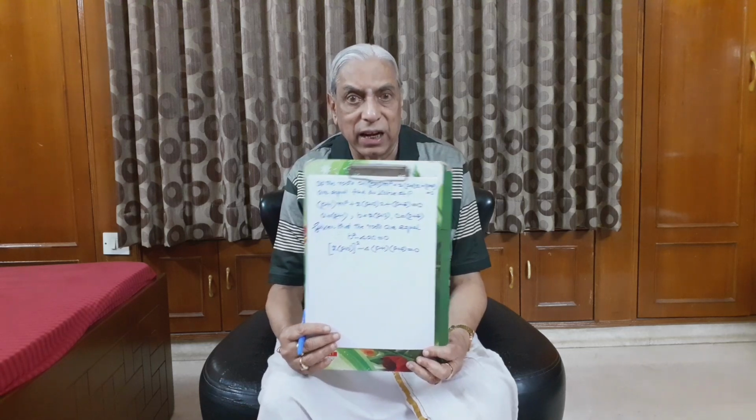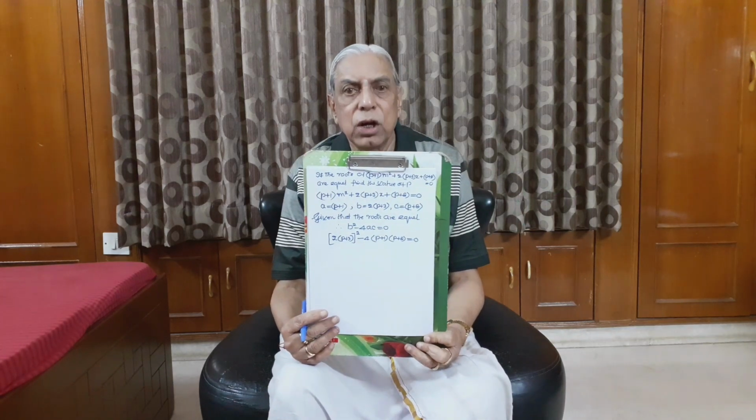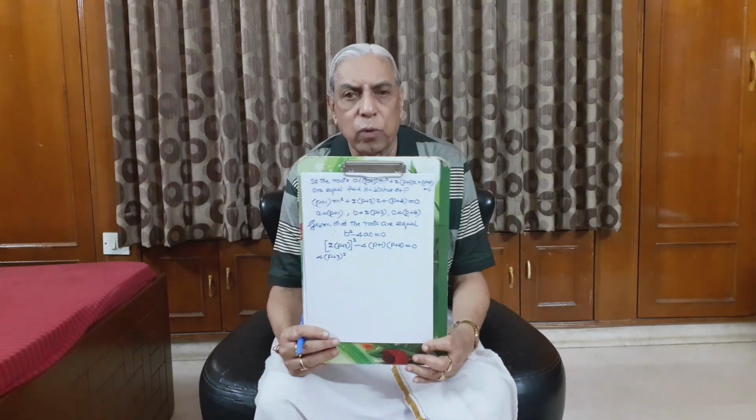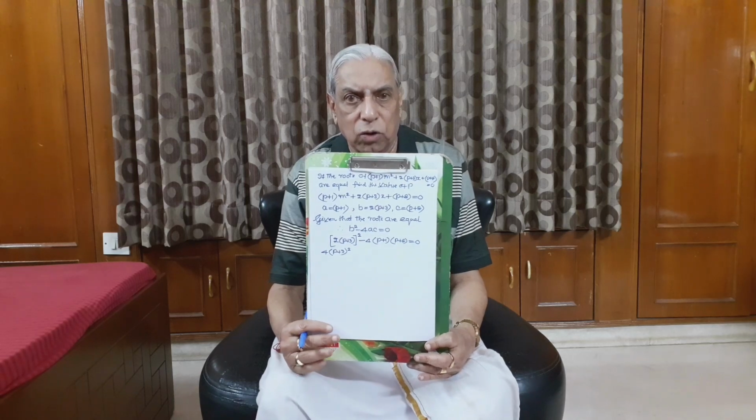Then simplify further. This is very important. 2 times (p plus 3) the whole square: when I square the 2, I get 4, so it becomes 4 times (p plus 3) the whole square. That is very important; I have squared the 2. When I square that one I get 4. 4 into (p plus 3) the whole square, and then minus 4 times, write it as it is, (p plus 1) into (p plus 8) equals 0.